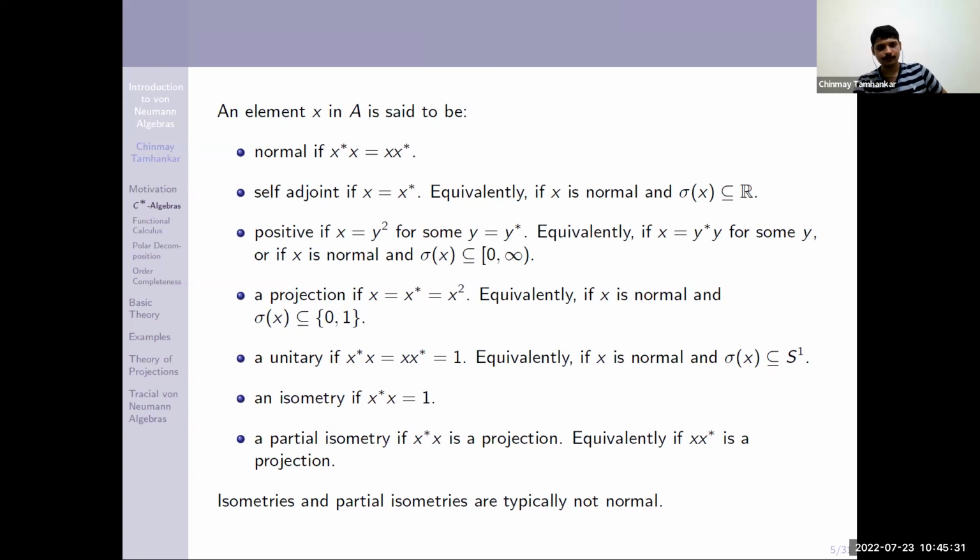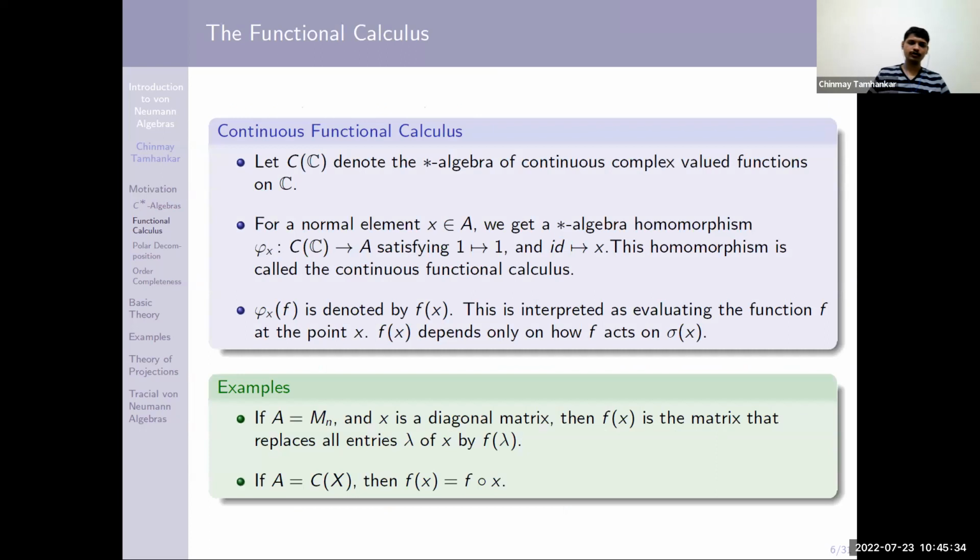Now we will define some properties of C-star algebras. The first property is the functional calculus. We will denote by C(C) the star algebra of continuous complex valued functions on the complex plane. Given any normal element x of a C-star algebra, we can define in a nice way a star algebra homomorphism phi x from C(C) to A, which satisfies 1 goes to 1 and identity goes to x. This homomorphism is called the continuous functional calculus.